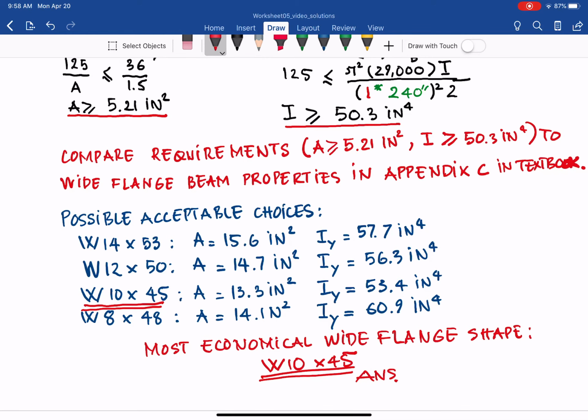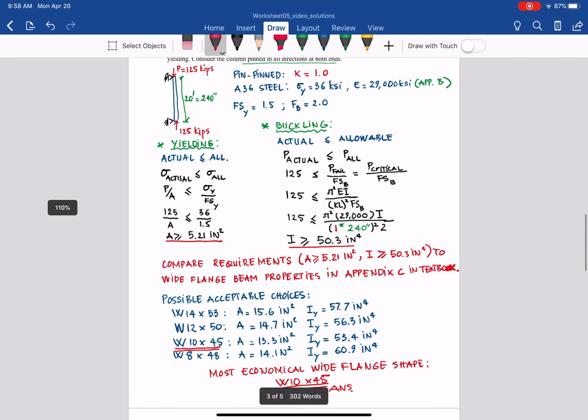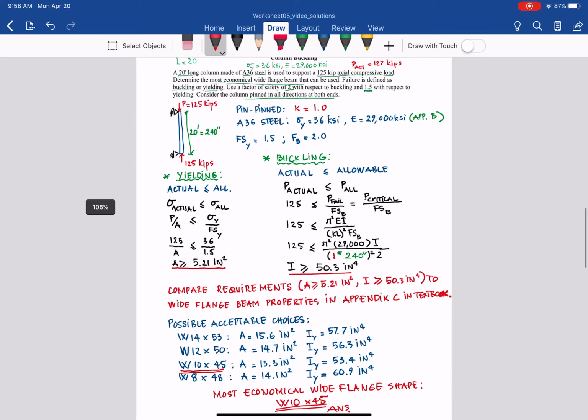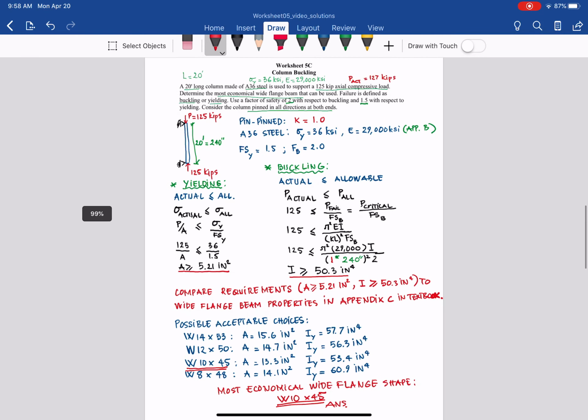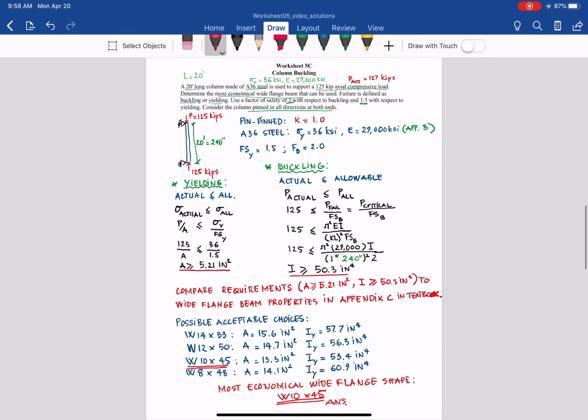Make sense? So now with this example, we know how to design with both yielding and buckling, and also how to read and get the information from the appendices for wide flange shapes to get the design, the requirement for both yielding and buckling.